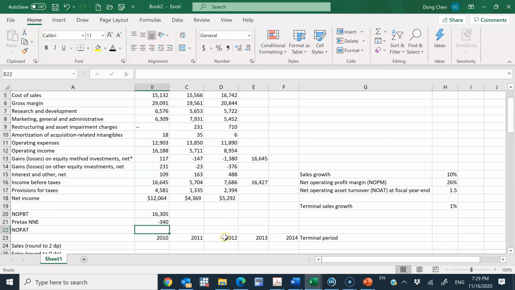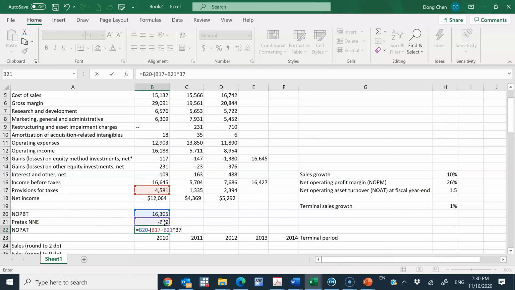So now we can apply that formula to get the NOPAT. So NOPAT is NOPBT, and then minus the tax, right? Tax on operating profit. And tax on operating profit is further equal to provision for taxes, which is the tax expense, and then plus this pre-tax NNE, and then times the statutory tax rate, 37%.